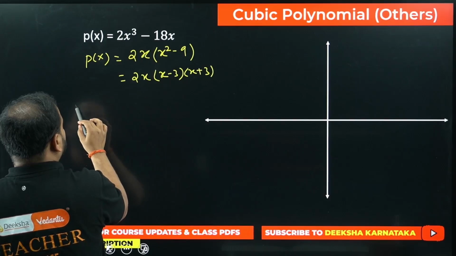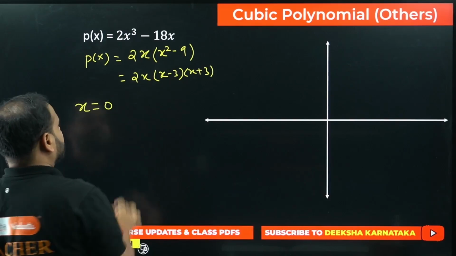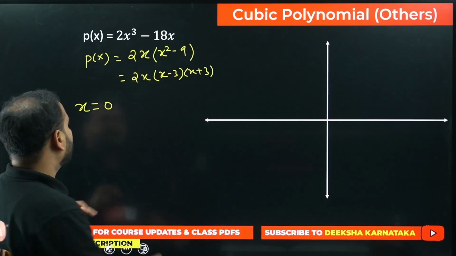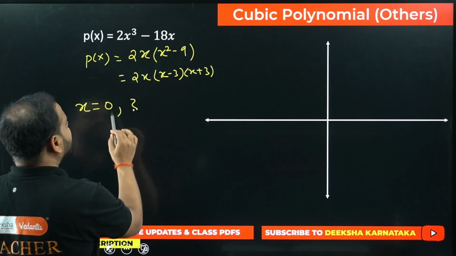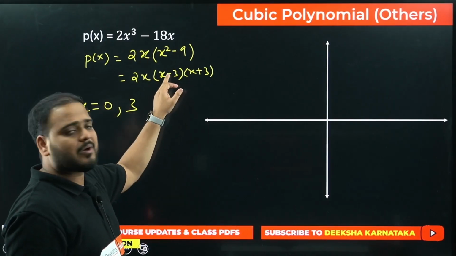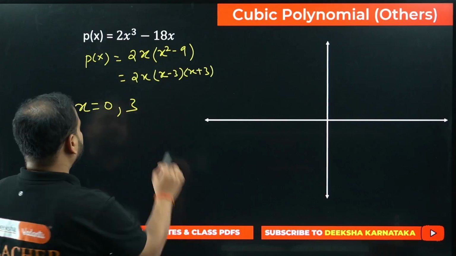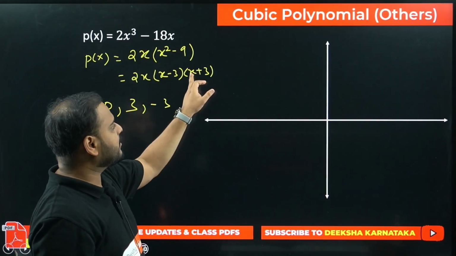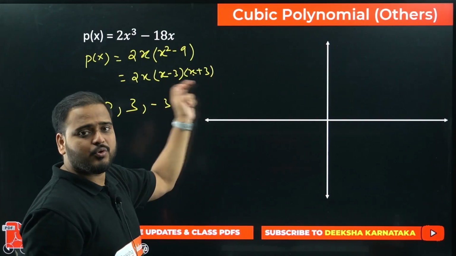If you can see, I can put x equal to 0. If you put x equal to 0, this whole thing will become equal to 0, because this x is there. Next I can put plus 3. 3 minus 3 will become 0, whole thing will be 0. Next I can put minus 3 over here. It will become minus 3 plus 3, again 0. Whole thing will be 0.